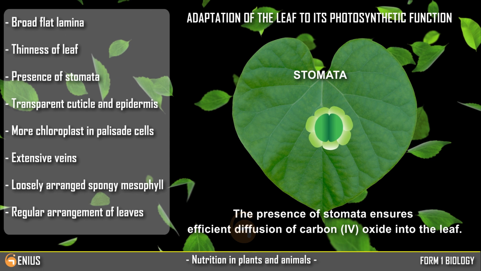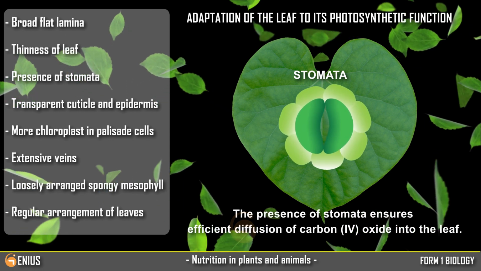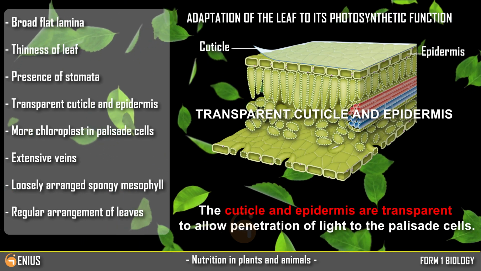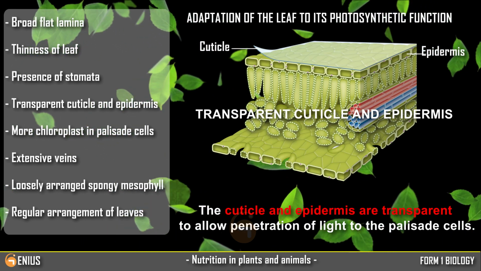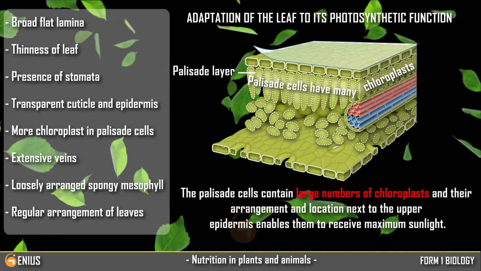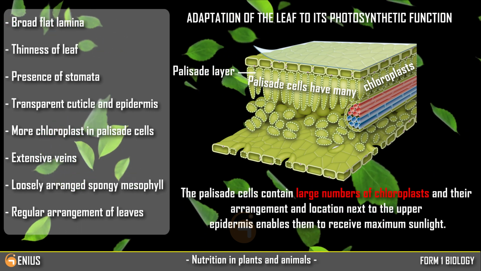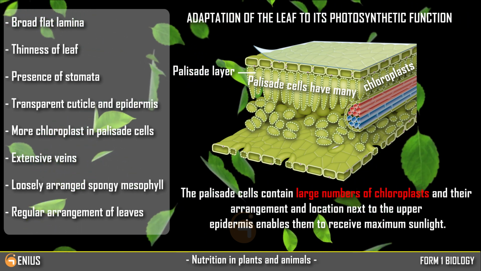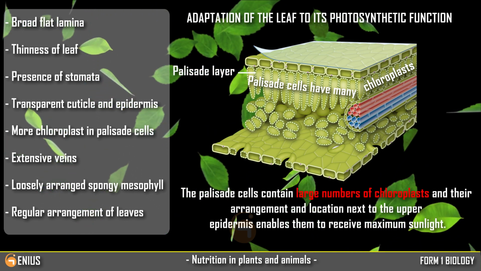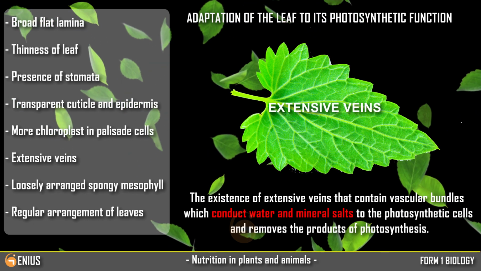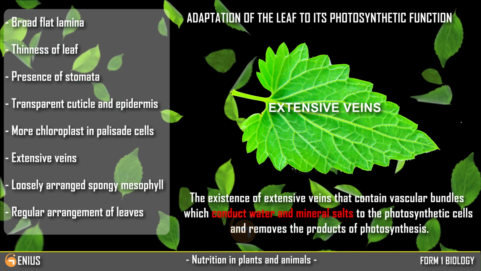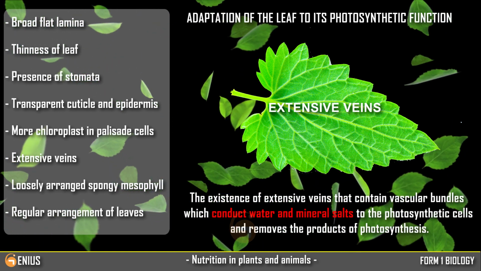The presence of stomata ensures efficient diffusion of carbon dioxide into the leaf. The cuticle and epidermis are transparent to allow penetration of light to the palisade cells. The palisade cells contain large numbers of chloroplasts, and their arrangement and location next to the upper epidermis enables them to receive maximum sunlight. The existence of extensive veins that contain vascular bundles which conduct water and mineral salts to the photosynthetic cells, and removes the products of photosynthesis.